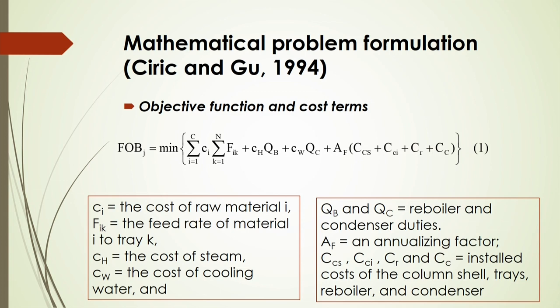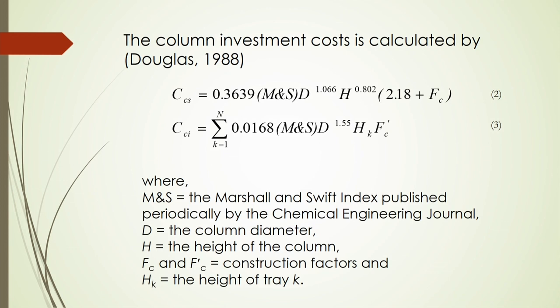In the slides, those terms are given, and the column investment cost can be obtained from equations number 2 and 3, given by Douglas in 1988. C_S can be calculated from equation number 2, and C_I from equation number 3, where the terms are defined here. M and S represent the Marshall and Swift index, published periodically by the Chemical Engineering journal, D is the column diameter, H is the height of the column, F_C and F_C dashed are construction factors, and H_K is the height of tray K. So, from these two equations you can calculate the column investment cost.